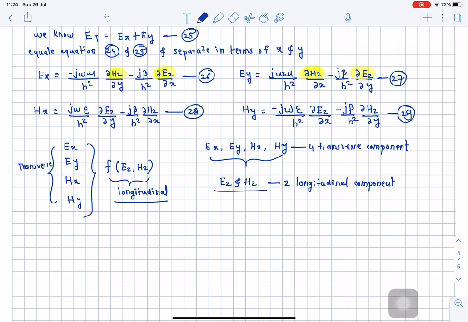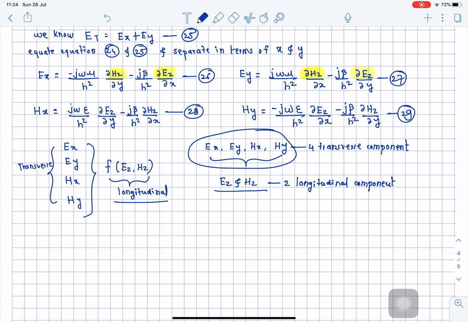So as and when we come across a particular type of waveguide, we will write the equation for Ez and Hz. Once you know the value of Ez and Hz, you can evaluate all the remaining 4 components, that is Ex, Ey, Hx and Hy. The equation for the longitudinal field component will be specific for a particular given waveguide.